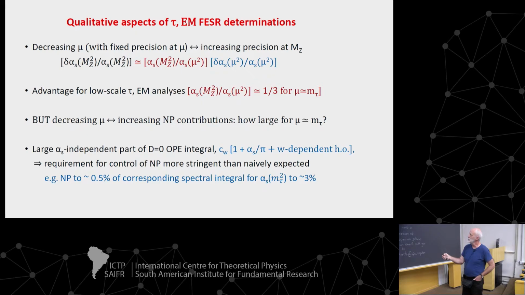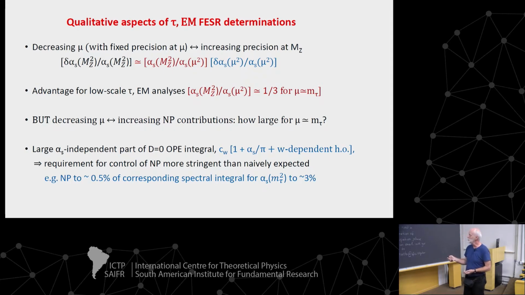And it tells you that when you go from a low scale to a high scale, you get a compression of errors that goes like the ratio of the couplings at those two scales. So, for example, when you do a low-scale electroproduction or tau analysis, at the tau mass scale this ratio is about a third, and that's why you get a factor of 3 improvement in the relative errors by working at low scale.